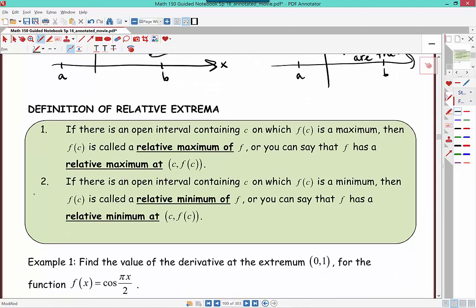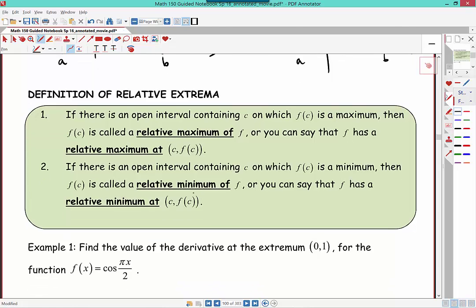So here we go. Definition of relative extrema. If you have an open interval that contains a domain value C on which f at C is a maximum, then f at C is called a relative maximum of f. Or you can say f has a relative max at the ordered pair C, f at C. And the same if you have an open interval containing C where f at C is a minimum, then f at C is a relative minimum of f, or you can say f has a relative minimum at C, f at C. So basically, there are fewer conditions for relative extrema. They just need to be the largest y value or smallest y value in a certain neighborhood, if you will.